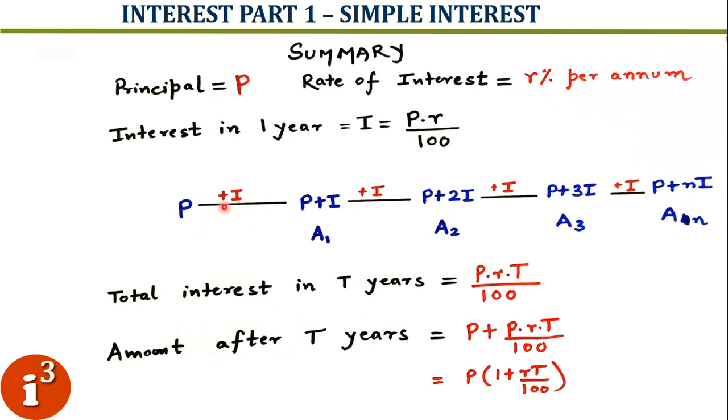What is important is that every year you get only I and I. So the total interest earned in t years will be t into I. T into I means P into R into T by 100. The amount after t years will be P plus PRT by 100, that is P into 1 plus RT by 100. This is the basic summary of simple interest. Now let's try to solve a few problems.